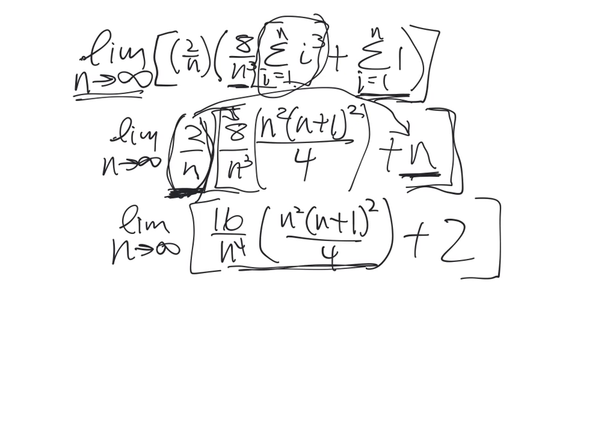quite a bit to do right here. We can at least look at the constant. 16 divided by 4 would leave us with 4 in the numerator. And let's see, this n squared times n plus 1 squared. Let's go ahead and multiply that out. n plus 1 squared is what? n squared plus 2n plus 1.